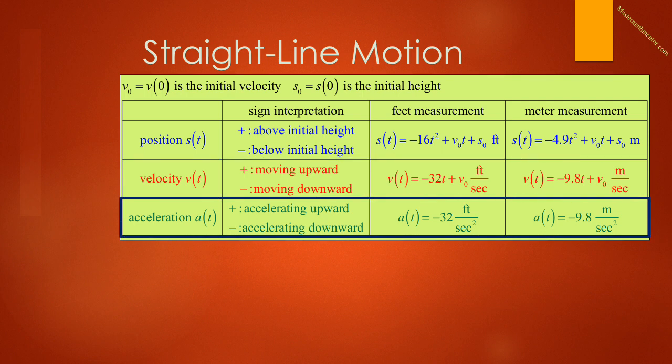Acceleration is labeled a of t. A positive acceleration means the object is accelerating upward, and a negative acceleration means that the object is accelerating downward. For feet, a of t is equal to negative 32 feet per second squared. This is the force of gravity. It is negative because gravity pulls an object downward. Working in meters, a of t is equal to negative 9.8 meters per second squared.